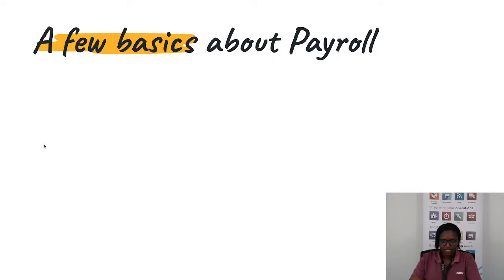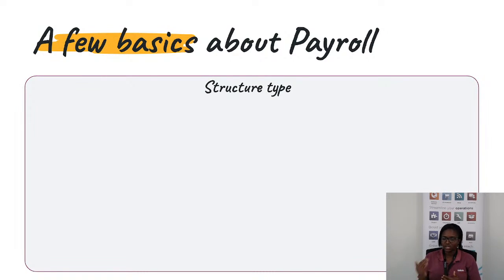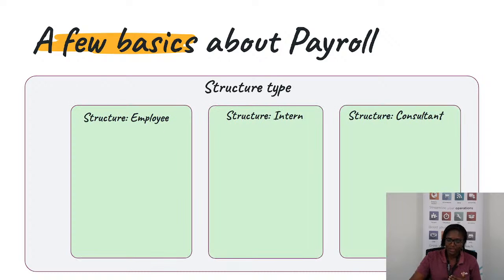Okay, so the second thing is the basics. How exactly is our payroll application for the Kenyan market built? Here we have 3 layers or 3 levels. We have what we call a structure type, and inside the structure type, we have a structure. And these structures will define the different types of employees you have.